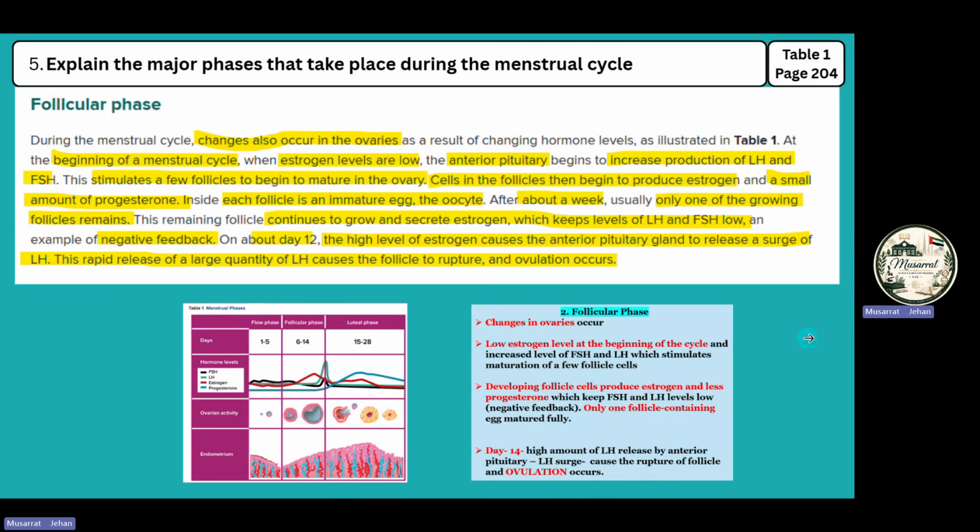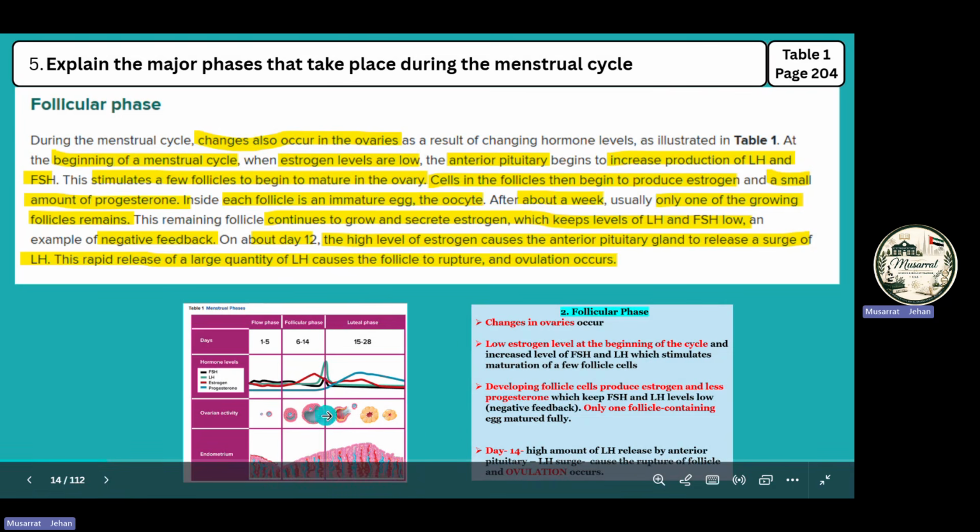Changes are occurring in the ovaries: low estrogen level in the beginning of the cycle, more FSH and LH stimulates maturation of the follicle cells. Then the developing follicle cells produce estrogen and less progesterone. So FSH and LH levels are low. Only one follicle containing an egg matures. Then on day 14, a high amount of LH is released. And when a high amount of LH is released, it ruptures the follicle and ovulation occurs. So here you see ovulation occurs on day 14, 15.